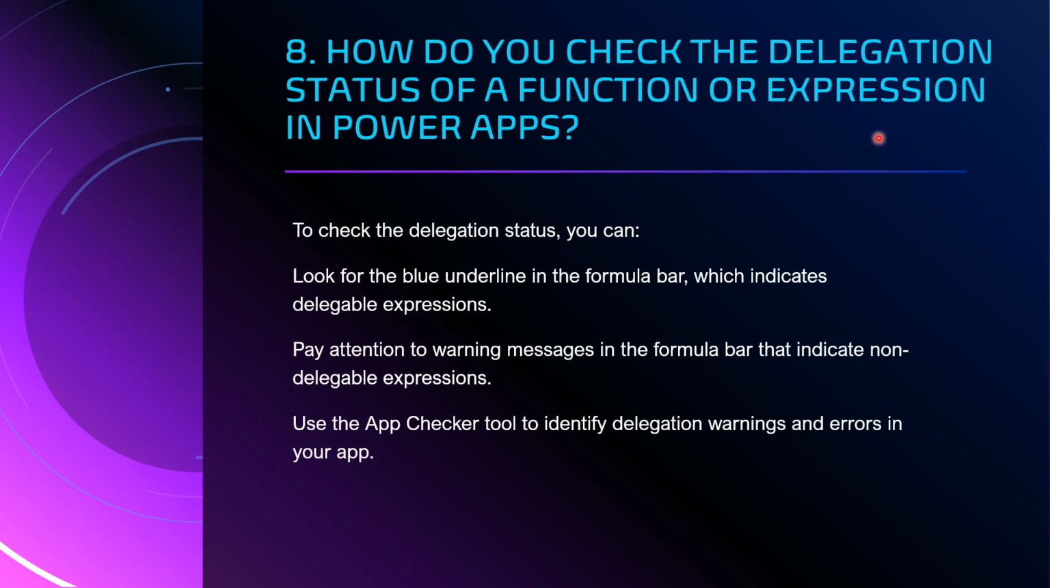How do you check the delegation status of a function or expression in Power Apps? You need to look at the blue underline in the formula bar, which indicates a delegable expression, and pay attention to warning messages in the formula bar that indicate non-delegable expressions. You can also use the App Checker tool to identify the delegation warnings and errors in your app.